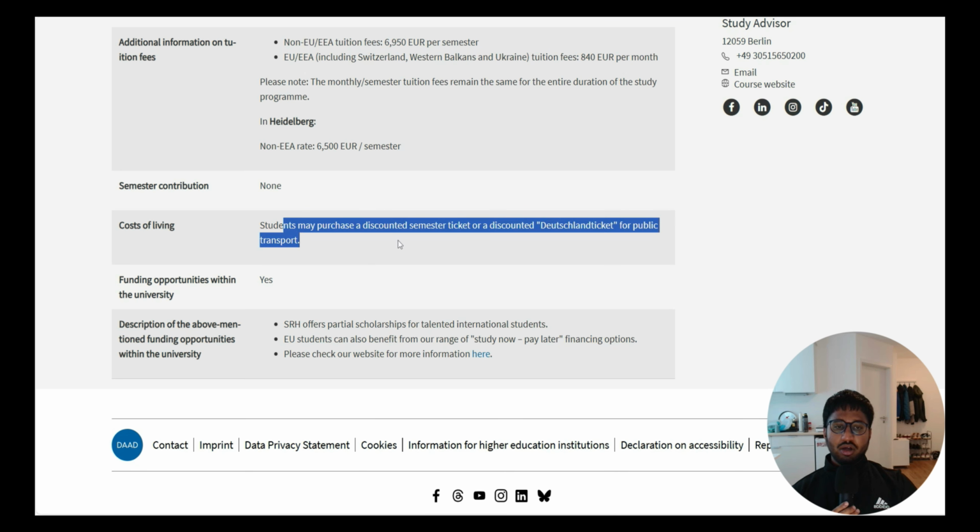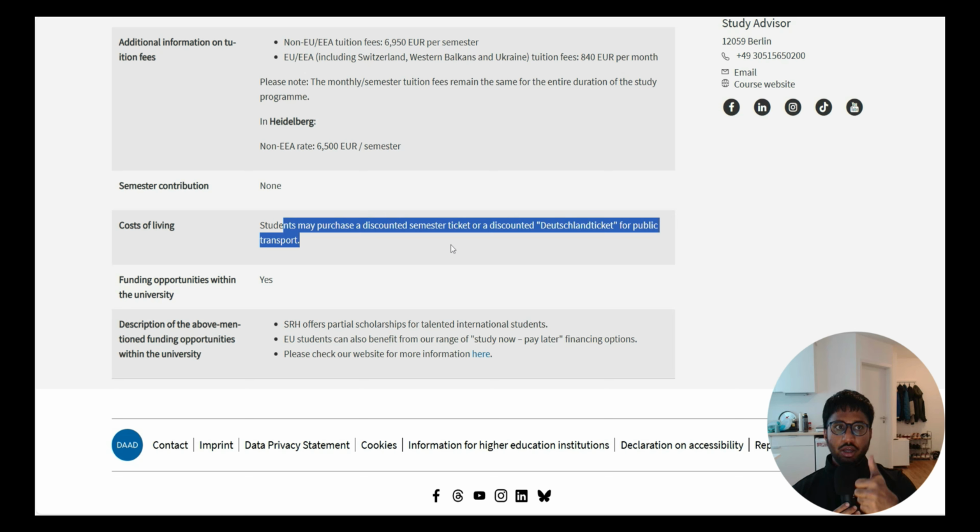Then cost of living would usually be 1,100 to 1,200. That's how the general blocked account average is. So once you book the blocked account, it will be done for 1 year, and in that year your blocked account will be divided into 12 parts, and each month you will get that part. After your 1 year, you have to show a sufficient amount of money to the visa authorities in order to get your visa extended.